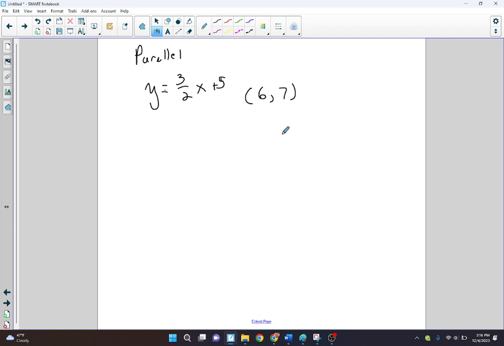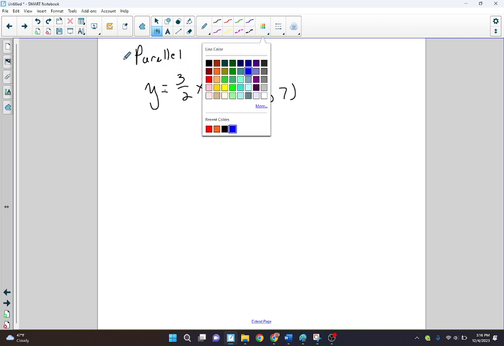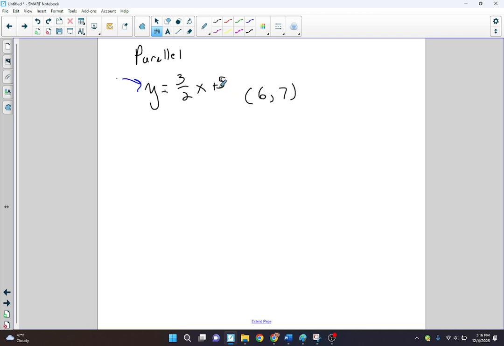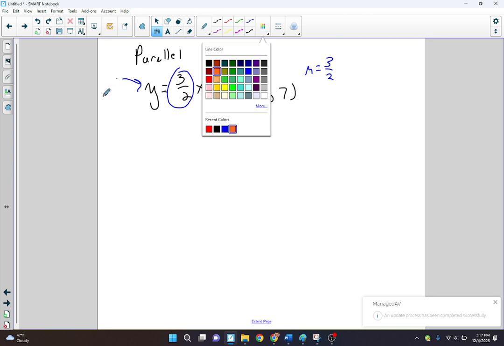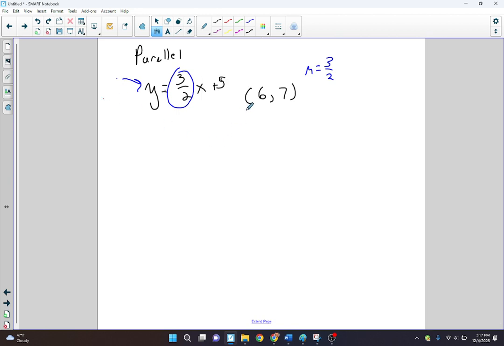All right. So in this one, we're gonna try to figure out what the new line is. The only thing I care about in the original equation that I give you is the slope. Because it's parallel, it's going to be exactly the same slope. So I'm using m equals 3 over 2. But you're still doing the same process as you did in the previous questions. Plug things in. This is an x, this is a y. So 7 equals 3 over 2 times 6 plus b.